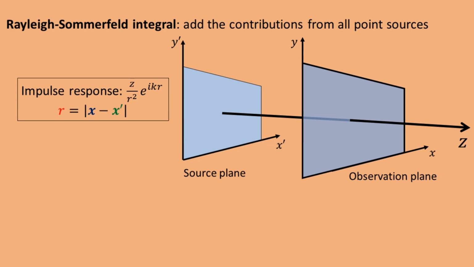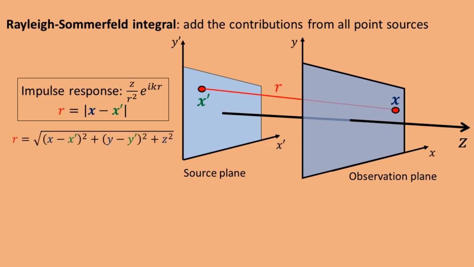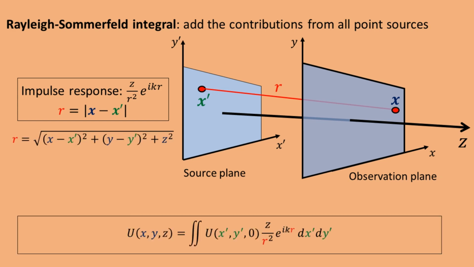With this result, we can now construct the Rayleigh-Sommerfeld integral, which basically adds the contributions from all point sources in one plane to find the field in another plane that is separated by a distance z. So let's use x' to denote the 2-dimensional position vector in the source plane, and let x denote the 2-dimensional position vector in the observation plane. The distance between them is given by r, which we can calculate using Pythagoras' theorem. To find the total field at the observation point x in the plane z, we simply integrate over all the point sources in the source plane z = 0.